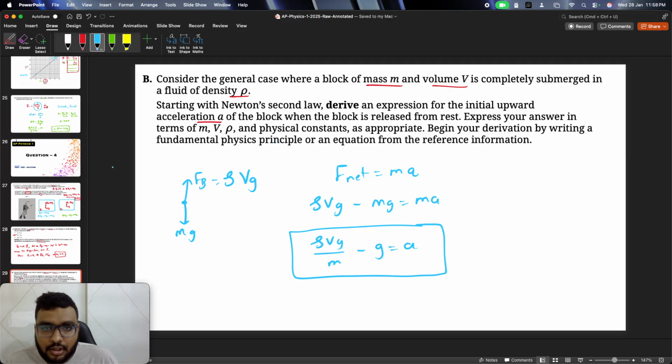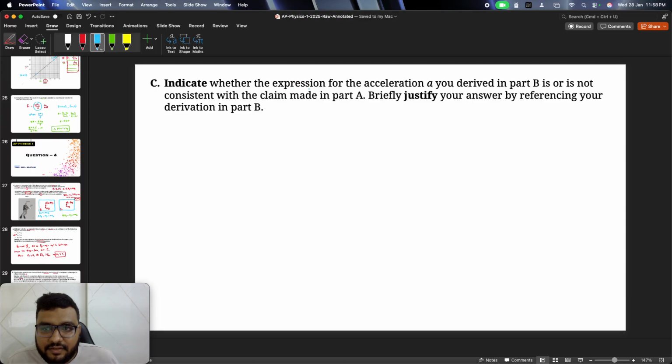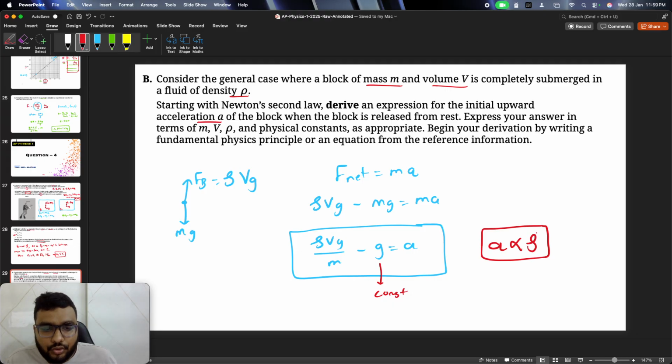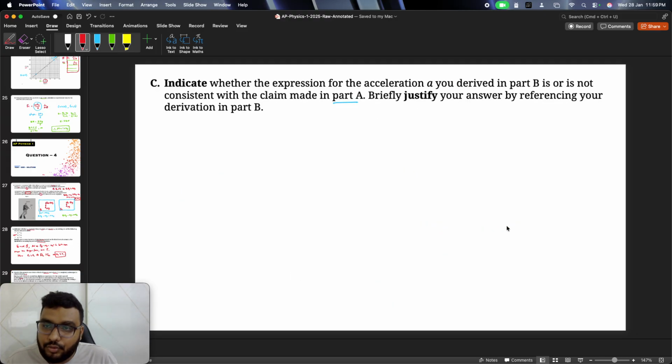Okay, very good. Now the last thing: indicate whether the expression for the acceleration a you derived in part b is or is not consistent with the claim made in part a. Here also I can say that g is a constant value, m is constant, V is constant. So again I can say that acceleration is directly proportional to the density ρ. If the density is more, definitely the acceleration is going to be more. So I can say that the expression is definitely consistent with the explanation in part a.